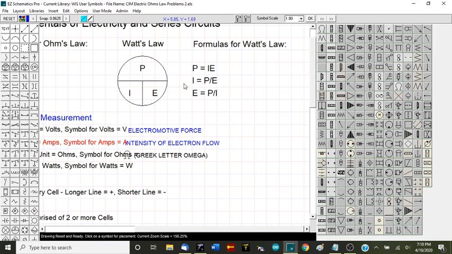The second variation of the formula is current equals power divided by the voltage. And if I know the power and the current, I can solve for the voltage. Voltage equals the power divided by the current.